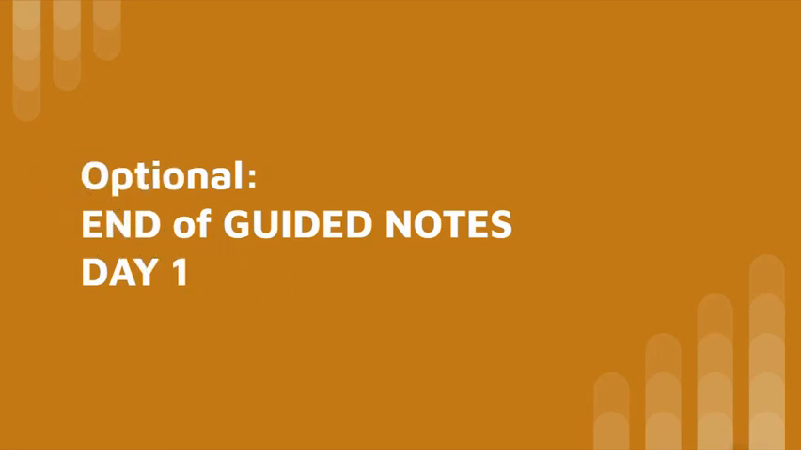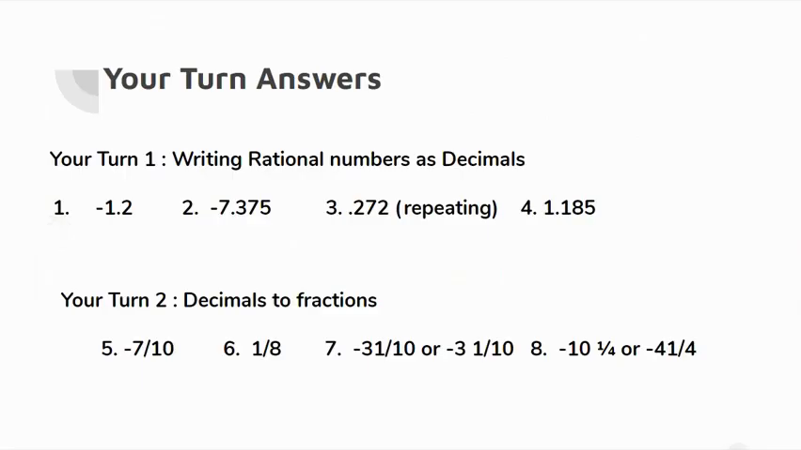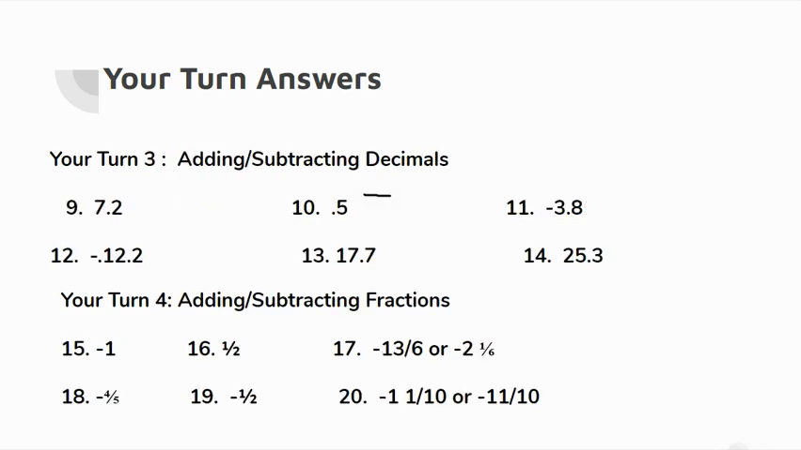That's pages 1 and 2. And so I said the answers were going to be at the end. So your turn number 1. Go ahead and check and see if you did okay on those, or let me know if I made a mistake. And on this one, I just need to do this, right? And then your turn 2, decimals to fractions. See if you got those right. Your turn 3, when you're adding and subtracting decimals, you should have gotten these answers. And your turn 4, adding and subtracting fractions. You should have gotten those answers.